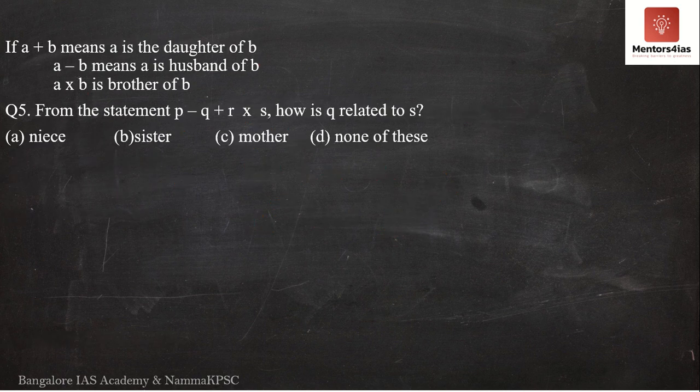Okay. Next question. Same thing again. A plus B means A is the daughter of B. A minus B means A is the husband of B. A cross B means A is the brother of B. Now the question says, from the statement P minus Q plus R cross S, how is Q related to S?